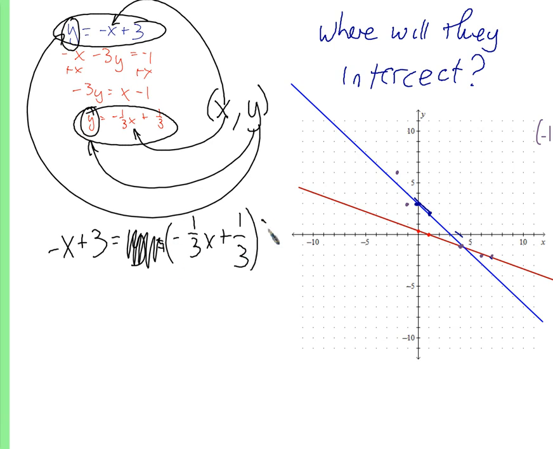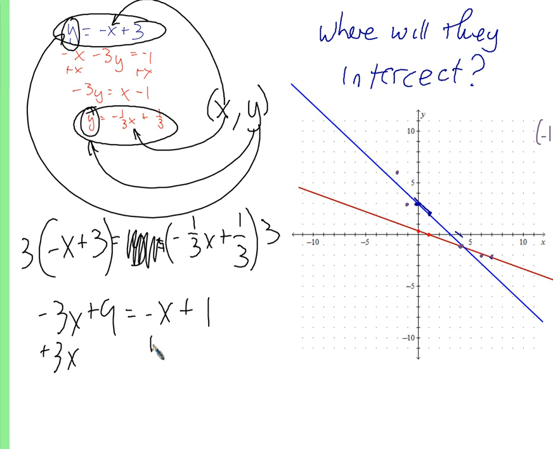Okay. So we'll multiply by 3. Negative 3x plus 9 equals negative what when I distribute the 3? Negative 1x. 3 times 1 third plus 1. That's much easier to solve. I don't have to deal with fractions anymore. Okay, so I'll add 3x. Add 3x. Minus 1. Minus 1. 8 equals 2x. Big surprise. X is 4.